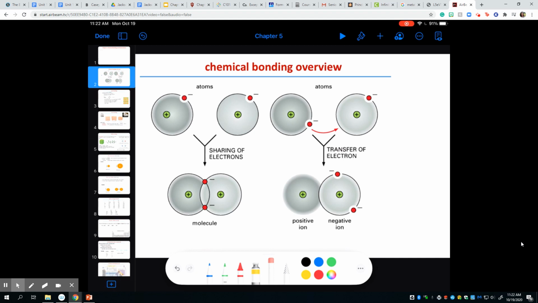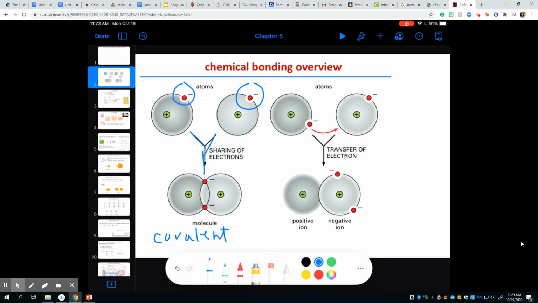All right, so let's talk first about chemical bonding overview. Basically, this is from Honors Chem. You guys know this already. You know that when they have a sharing of electrons, if an atom has one valence electron in its outer shell and the other has another valence electron in its outer shell, and they put them together and they share them, what type of bond does this form? Ionic or covalent? Covalent. Good job.